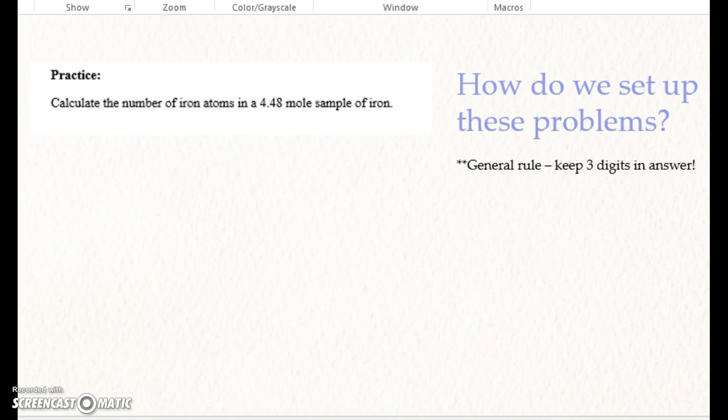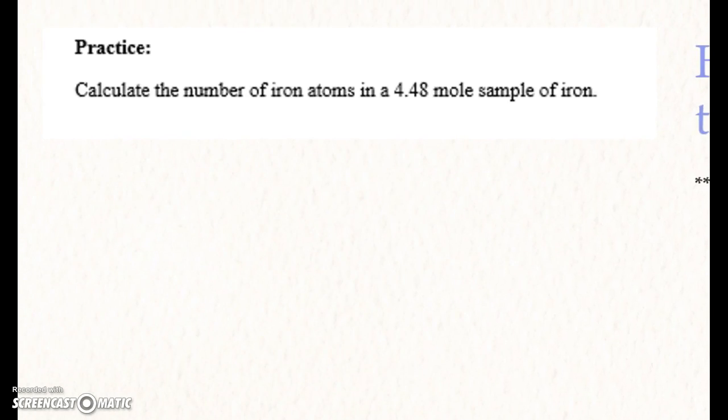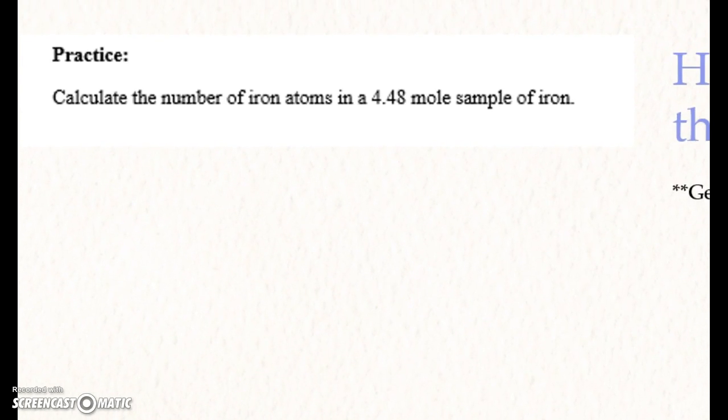The first thing you need to do here is set up this problem using a T-chart, which is something we'll be going back to this entire time. I'm going to switch modes here so I can write on this. A general rule of thumb is to keep 3 digits in the answer as we work through these types of problems. So, to calculate the number of iron atoms in a 4.48 mole sample of iron, I'd write 4.48, and this is moles, so I'd set it up to say moles.